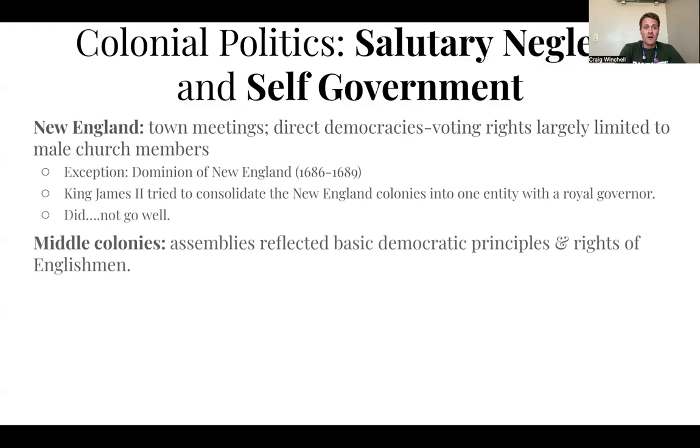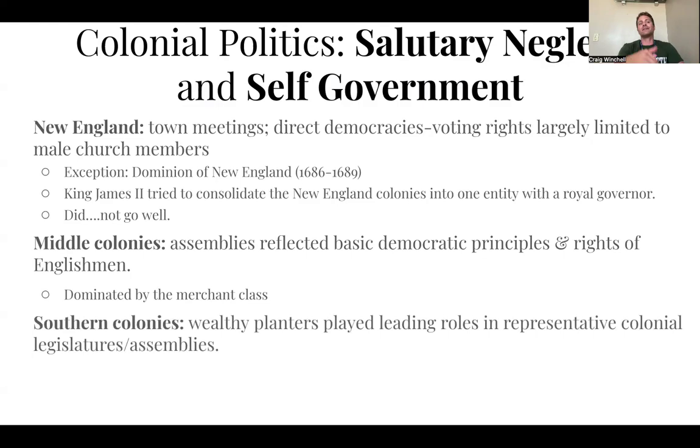In the middle colonies, the assemblies are going to largely reflect the basic democratic principles and the rights of Englishmen that we see in things like the English Constitution, with assemblies, representative governments. It's not a direct democracy. They're going to vote for representatives that will go and make policies on their behalf. Because the middle colonies are much more based on commerce and trade, it is the merchant class, the business people engaging in commerce and trade, who are going to dominate these assemblies. And in the southern colonies, we're going to see things like the House of Burgesses in Virginia, a similar assembly in North Carolina, in South Carolina, and in Georgia, in which in all these southern colonies, it is the wealthy planter elites that have the power in these representative assemblies.